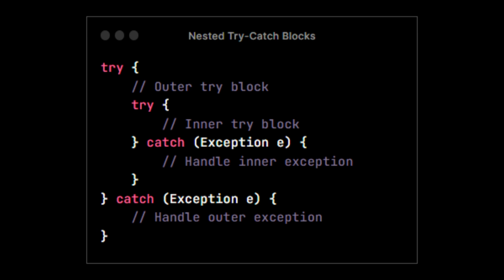Nested try-catch blocks. You can nest try-catch blocks to handle exceptions at different levels. This allows for more granular exception handling. Here's an example of nested try-catch blocks.